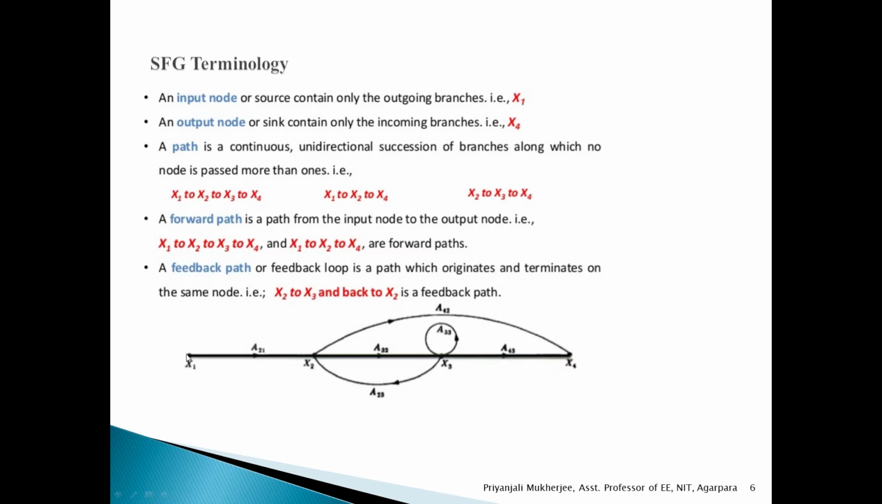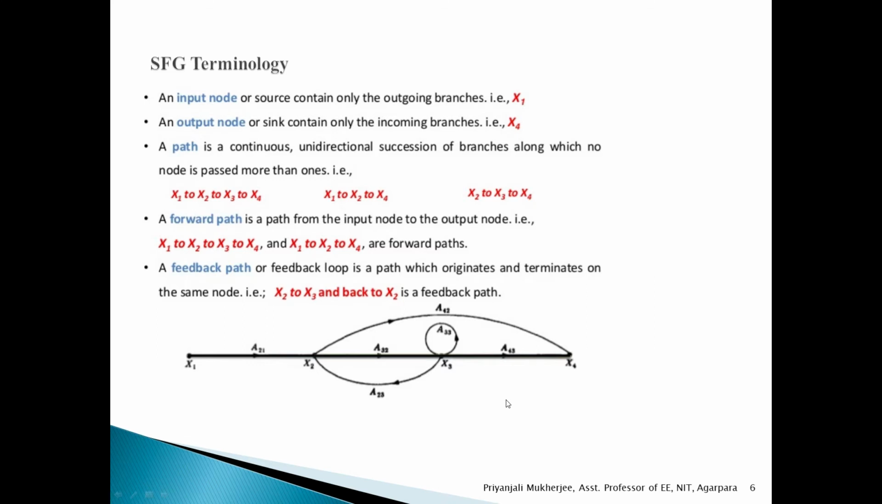And the forward path means a path from the input node or the source to the output node. Here only two combinations are possible. One is from x1 to x2 to x3 to x4, so this one is a forward path, and another one is x1 to x2 and directly to x4. So these two are the forward paths, which start from the input node and terminate at the output node.